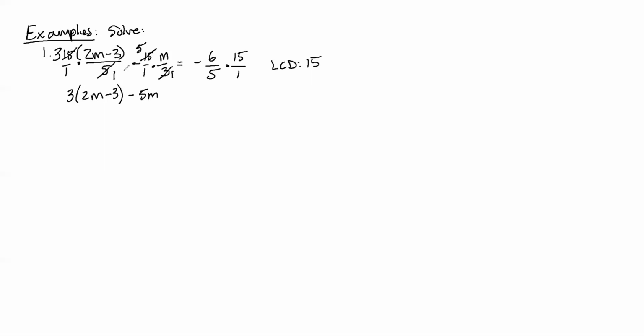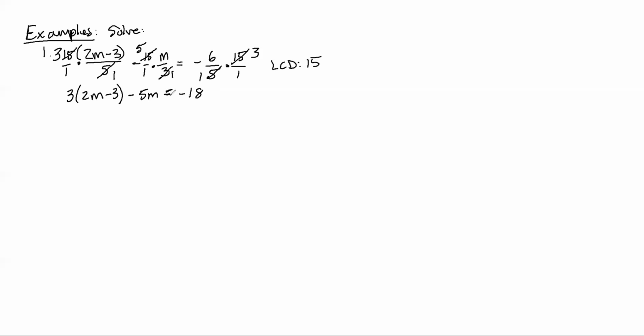And notice at this point, I'm just ignoring the denominators because they're always going to be 1s, assuming you're multiplying by the LCD. And now on the right here, we have a 5 and a 15, so that reduces to 1 and 3. And so we have negative 6 times 3, which is negative 18.